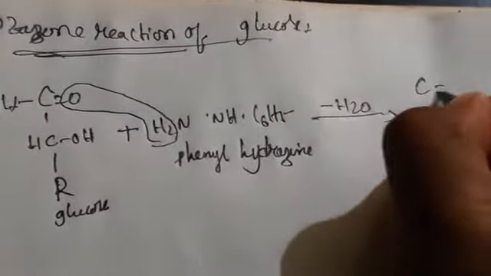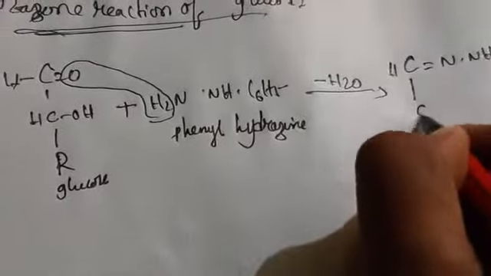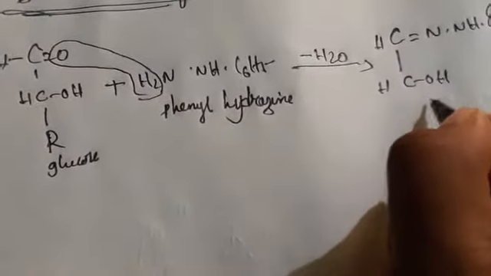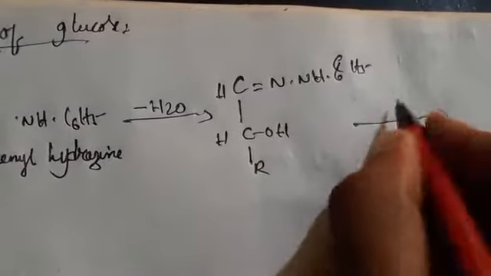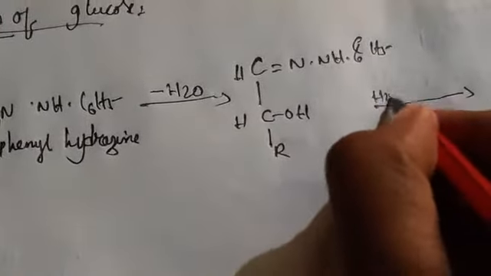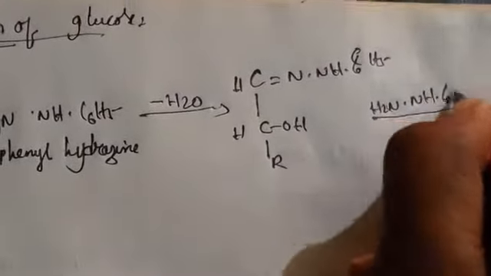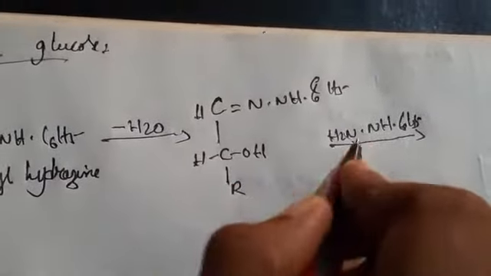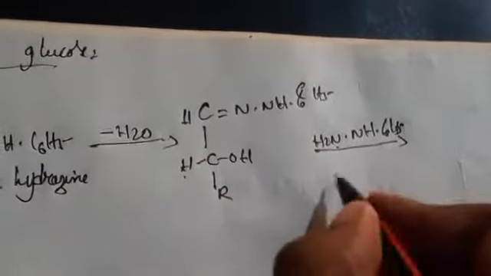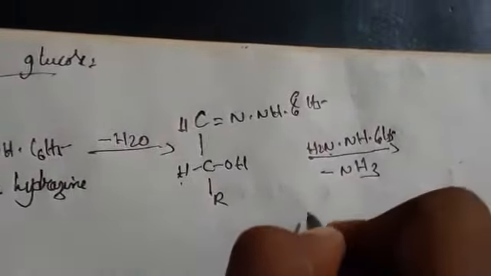So what are you going to get? C double bond N, NH, C6H5, H, and here CH, OH, and the remaining R molecule. Okay, now again I am going to add phenyl hydrazine, NH2NH C6H5. So now what will happen is this NH2H will be lost as minus NH3.